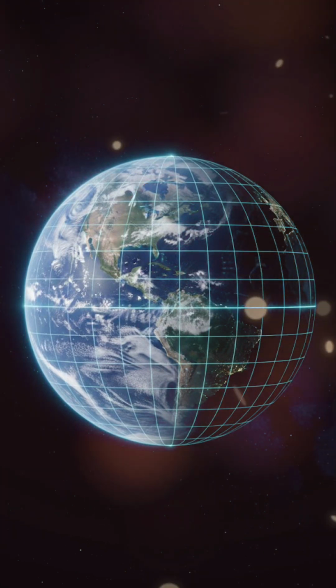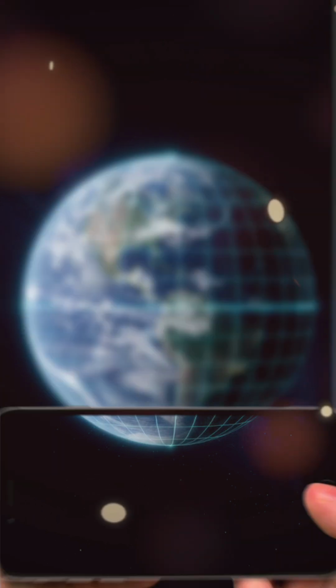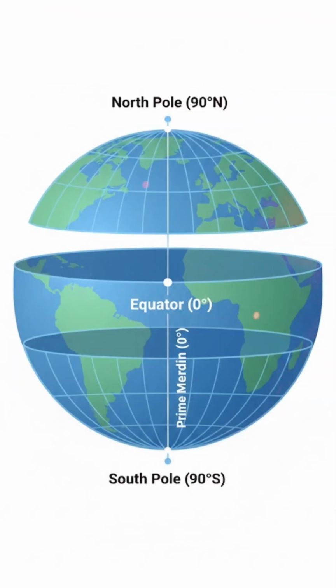Imagine the Earth wrapped in a giant invisible grid. The horizontal lines are latitude. They're like rungs on a ladder, measuring how far north or south you are from the equator, which is 0 degrees. The North Pole is 90 degrees north. The South Pole is 90 degrees south.